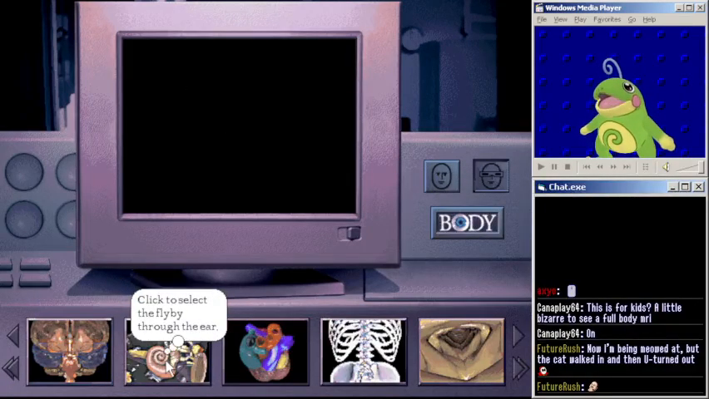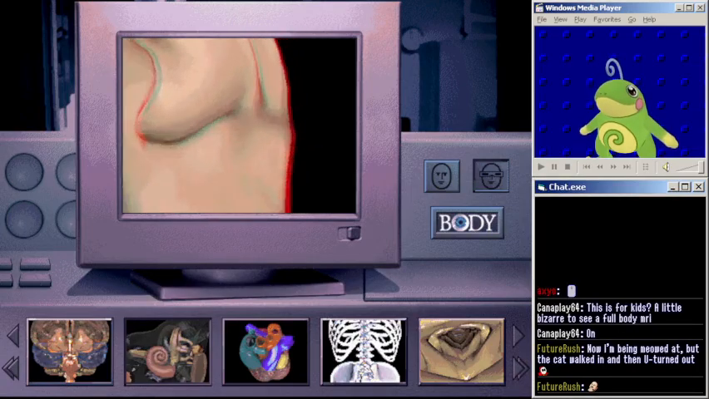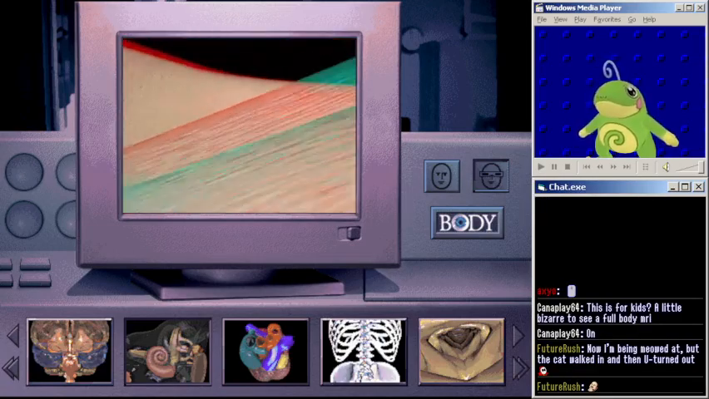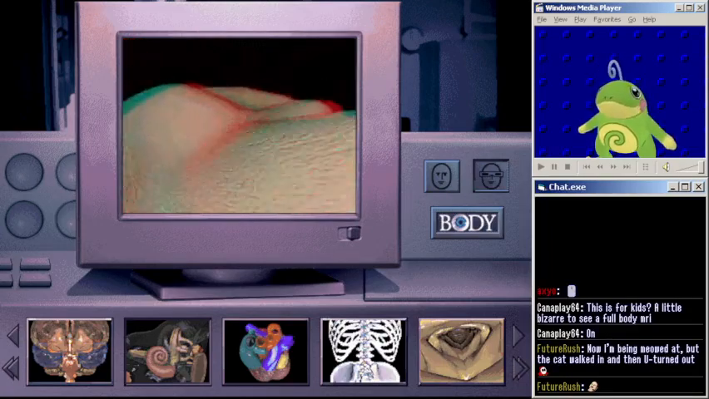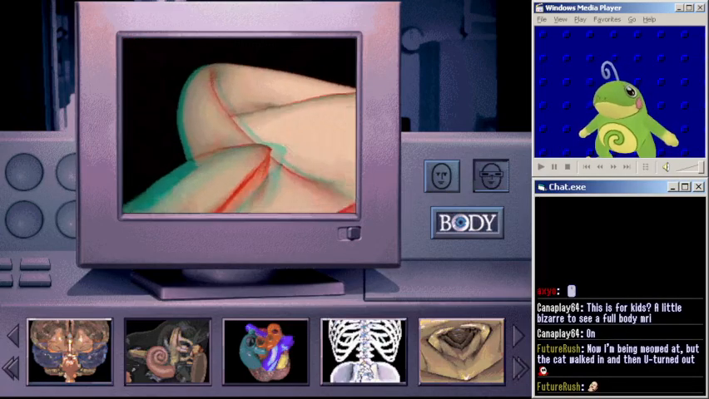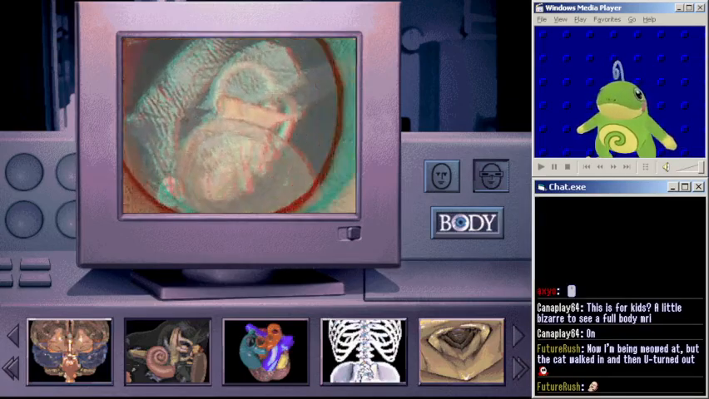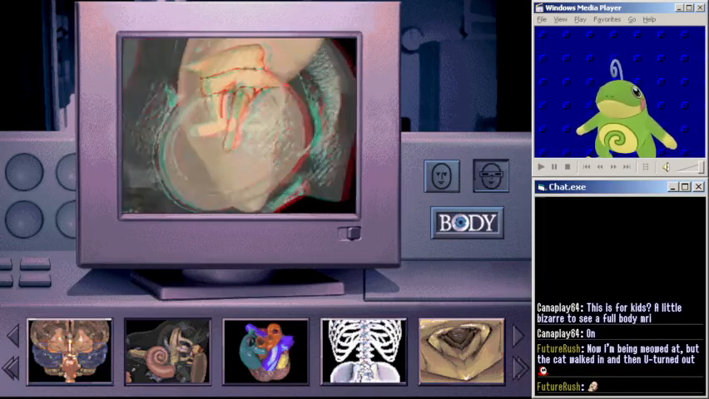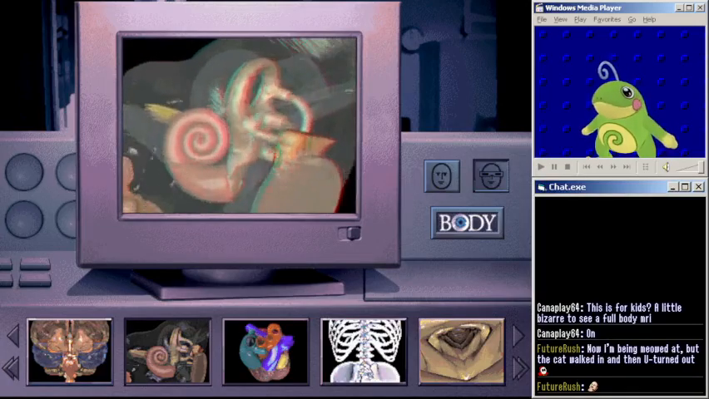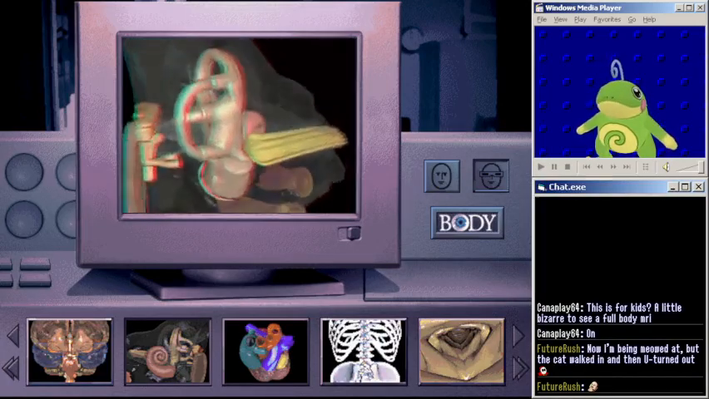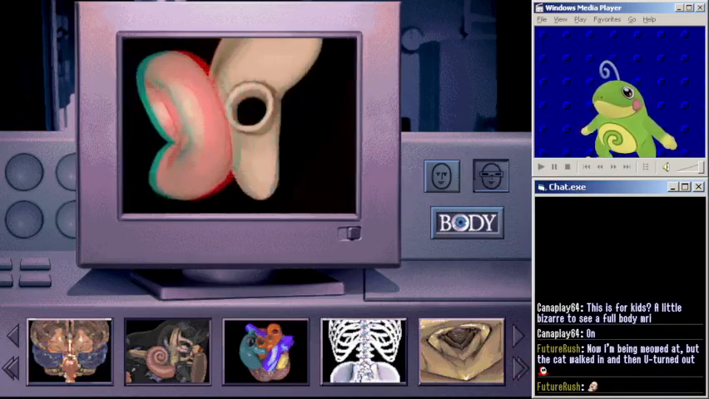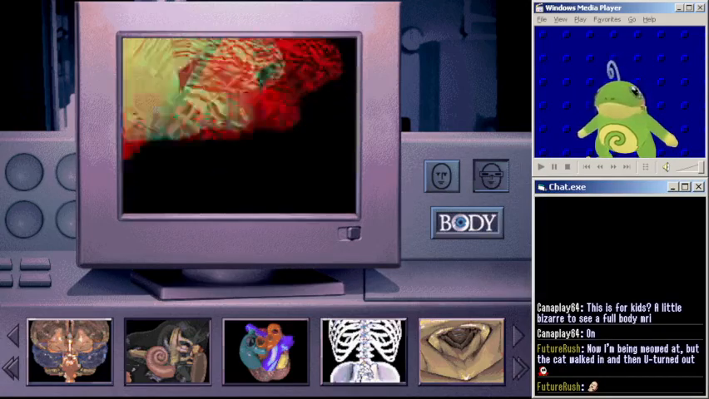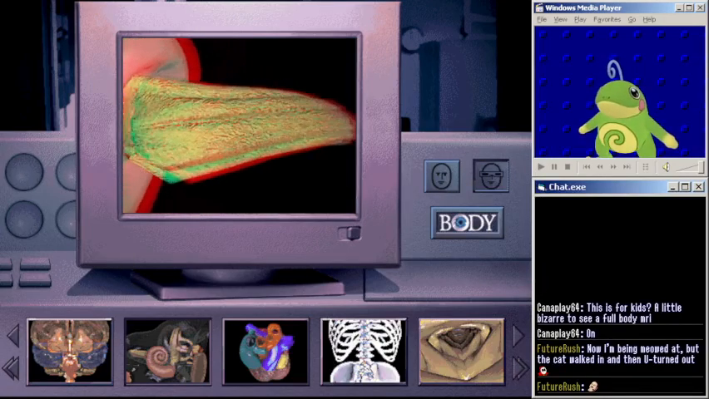Now, fly by through the ear. Pinna. Eardrum. Ossicles. Semicircular canals. Cochlea. Cranial nerve 8.